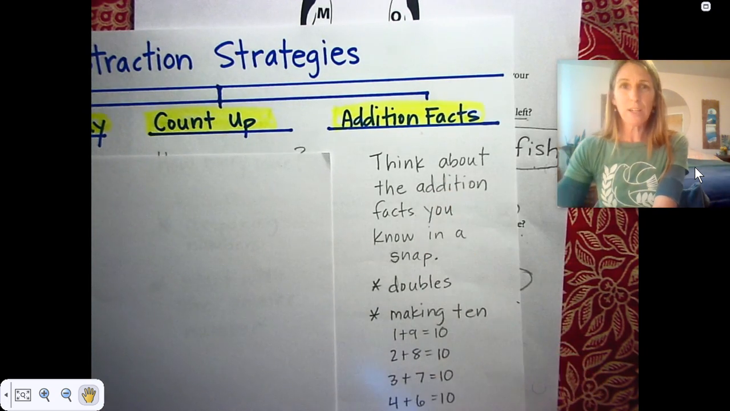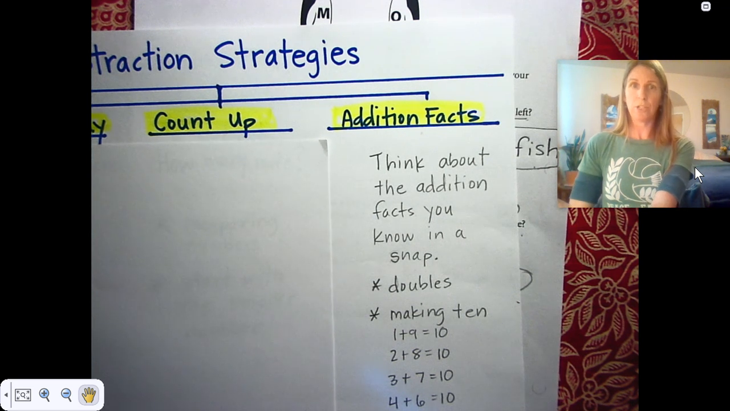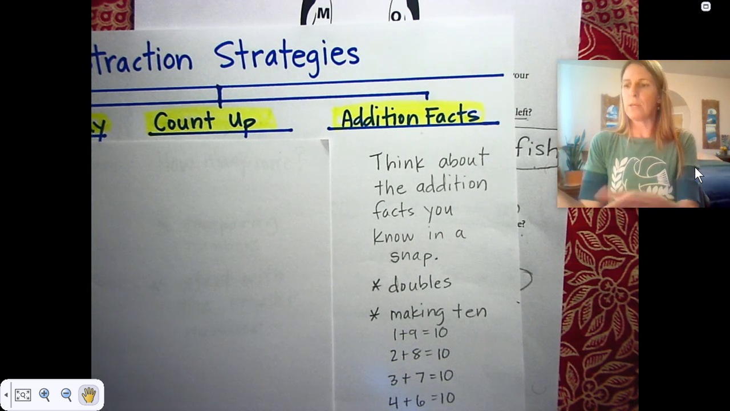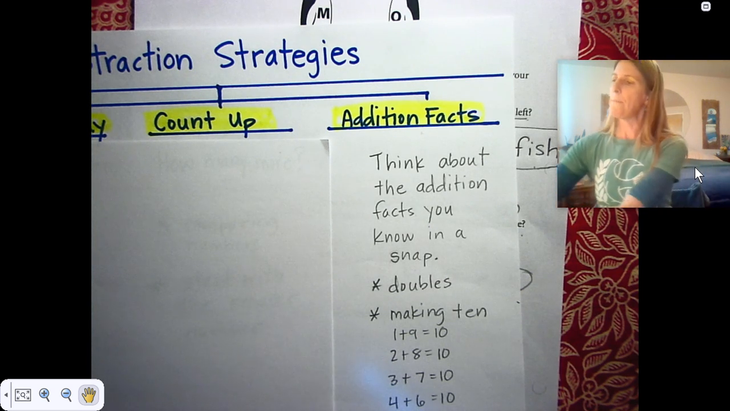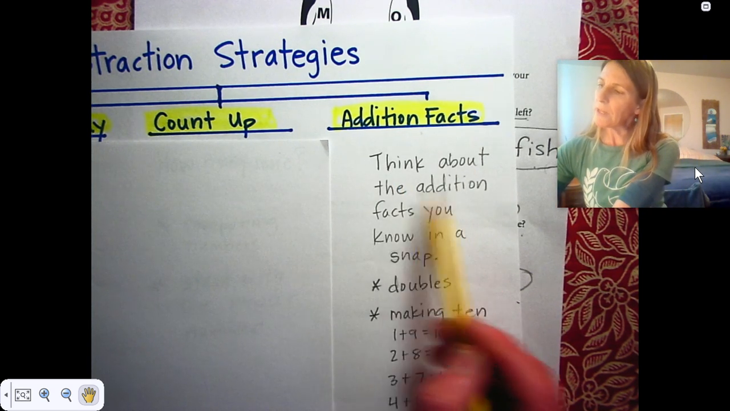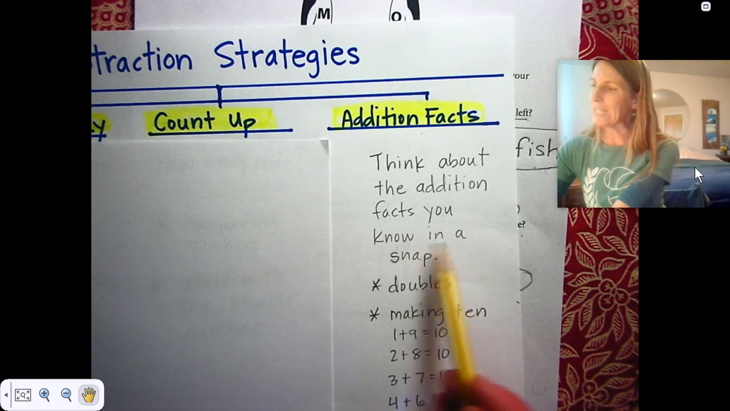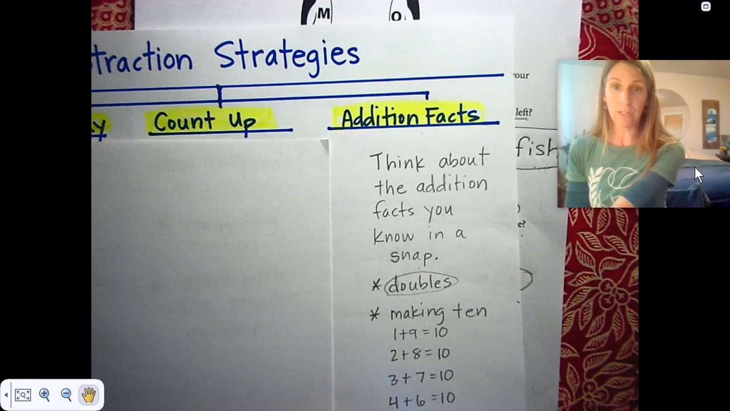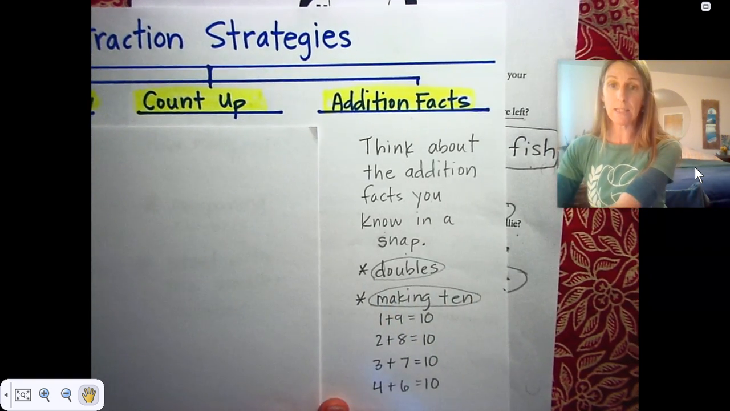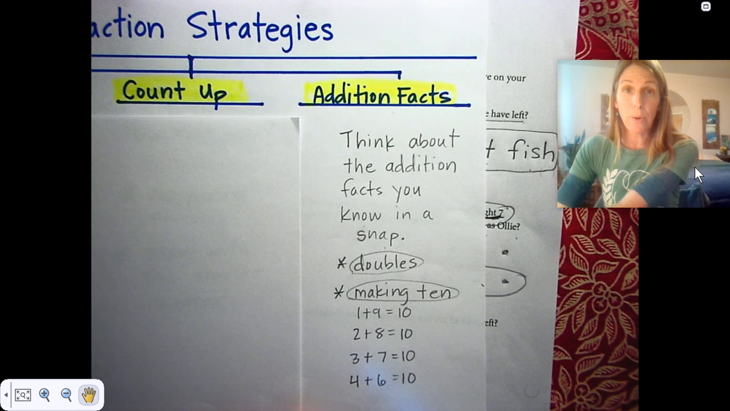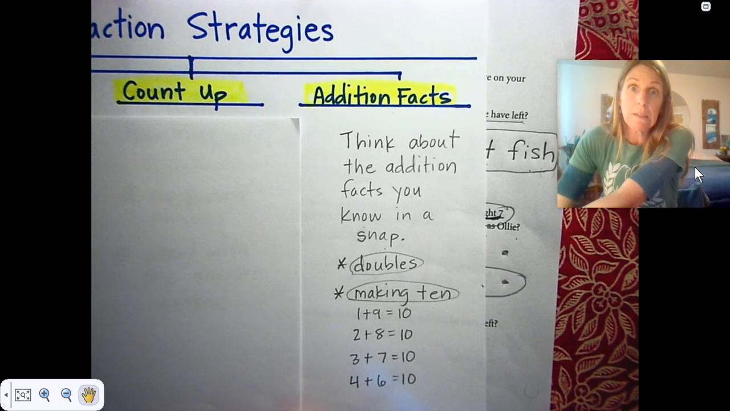The question that they might ask you for an addition fact strategy could be all kinds. It could be the how many more or the how many were left. It doesn't matter. But if you can think about the addition facts that you know in a snap, like your doubles or like your making tens, then the subtraction problems that go with them should be easy peasy.